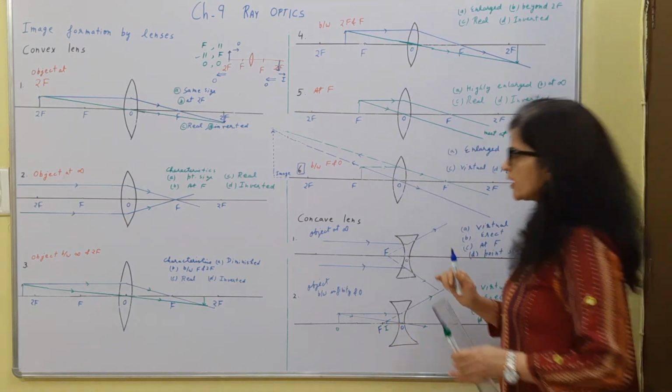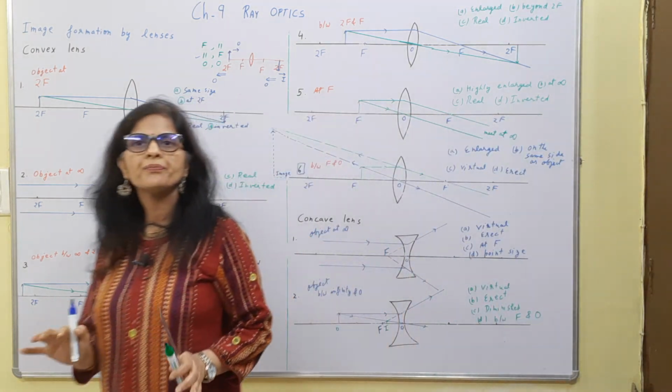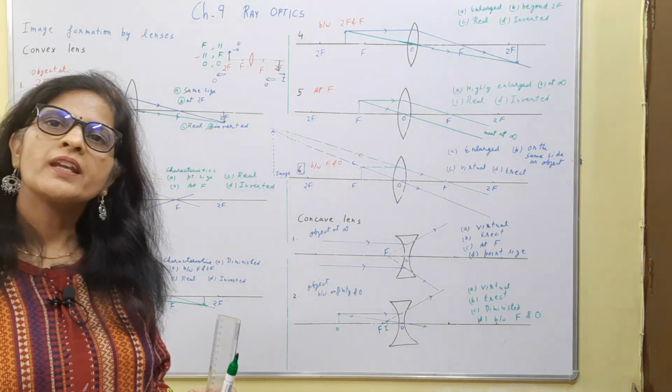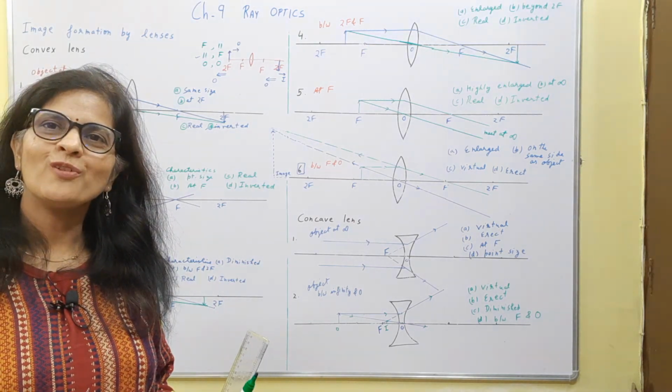Right? So I hope you could understand how to draw the ray diagrams for concave and convex lens. So that's all for now. Have a nice day.